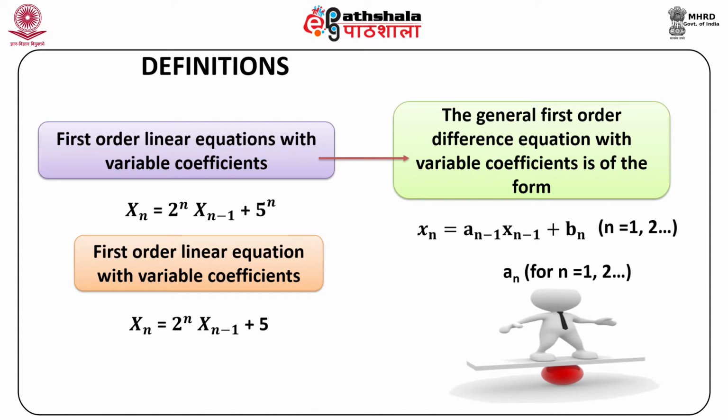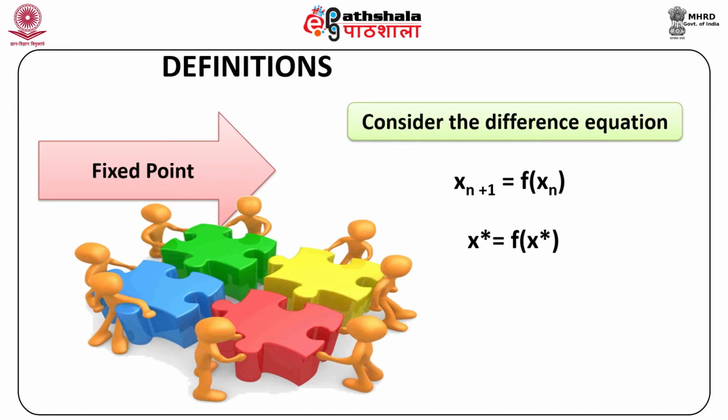For example, xn is equal to 2 raised to the power of n xn minus 1 plus 5 raised to the power of n is a first order linear equation with variable coefficient, and so is xn is equal to 2 raised to the power of n xn minus 1 plus 5. Fixed point. Consider the difference equation xn plus 1 is equal to a function f of xn. A value x star is a fixed point if x star is equal to f of x star.